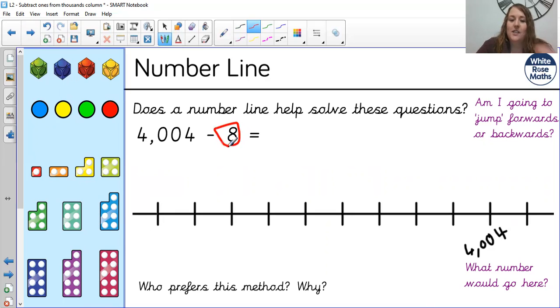Just the same as yesterday, I'm going to do this in 2 jumps if I can, make it a bit easier for myself. So I'm starting with a 4 in my ones. I know I can take away 4, 1, 2, 3, 4, quite easily, which would give me the 4,000.